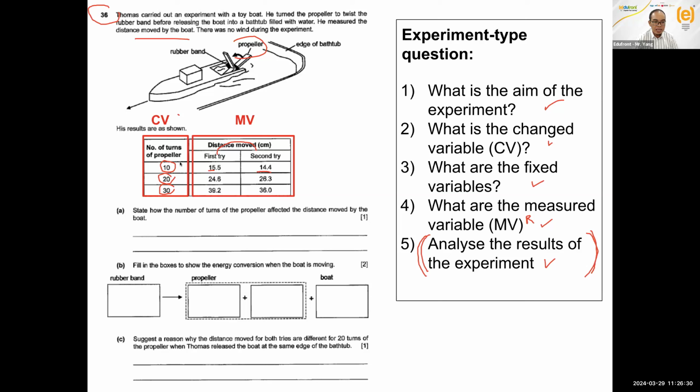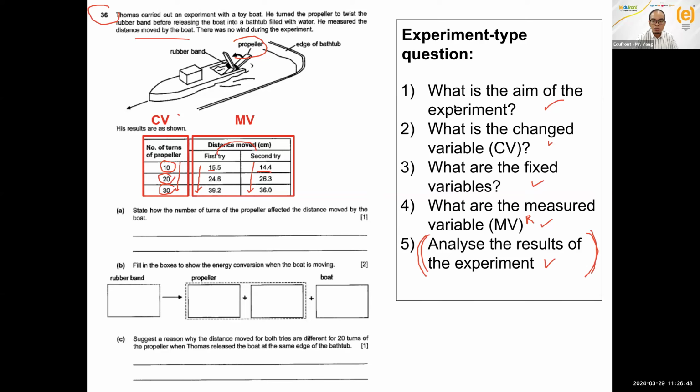So you can see that as the number of turns of the propeller increase, the distance moved by the boat also increases. This is true for both tries. Okay, so that is your observation, right? We have not answered the question yet. This is just by the process skills involved, right?